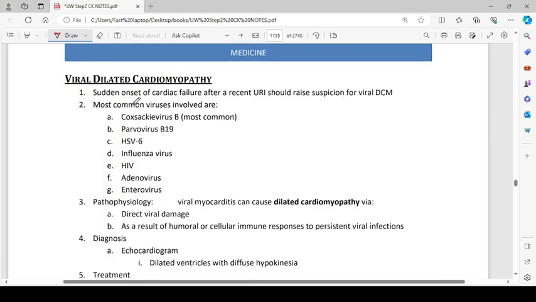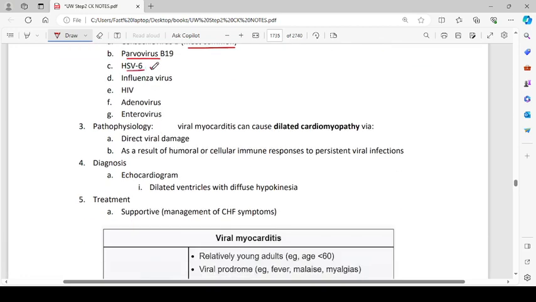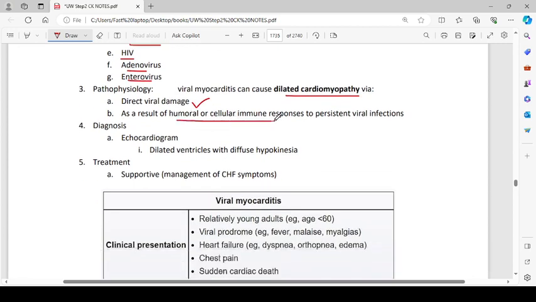Viral dilated cardiomyopathy. Sudden onset of cardiac failure after a recent upper respiratory infection should raise suspicion for viral dilated cardiomyopathy. Most common viruses involved are Coxsackie B virus, which is most common, parvovirus B19, herpes simplex virus 6, influenza virus, HIV, adenovirus, and enterovirus. The pathophysiology is viral myocarditis can cause dilated cardiomyopathy via direct viral damage as a result of humoral or cellular immune response to persistent viral infections.